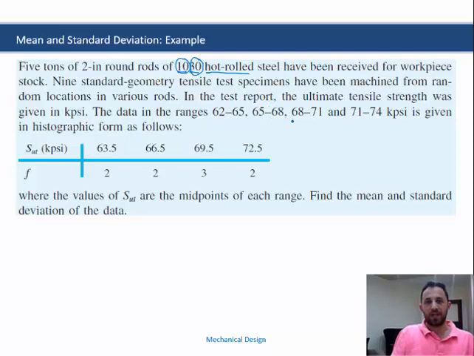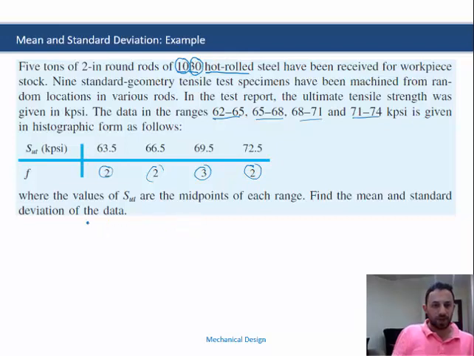In the test report, you have the ultimate tensile strength to be between 62 and 65, and you have only 2 rods. Between 65 and 68 megapascals, you have 2 rods as well. 68 to 71, you have 3 rods, and 71 to 74 kpsi, 2 rods.